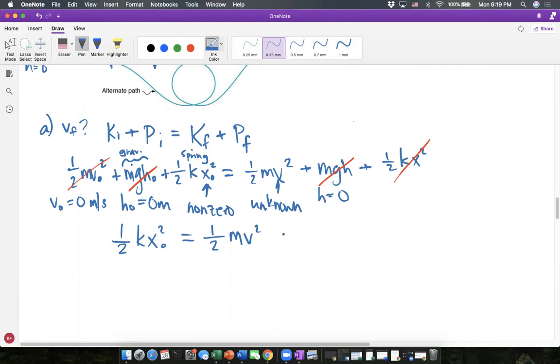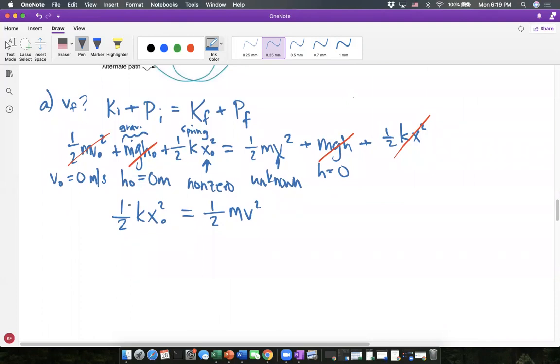So let's go ahead and solve for our velocity, okay? Our 1/2s cancel. I'm gonna go ahead and move my mass to the other side. So I get k times x squared over m, and this whole thing will be square rooted, I'm sorry.